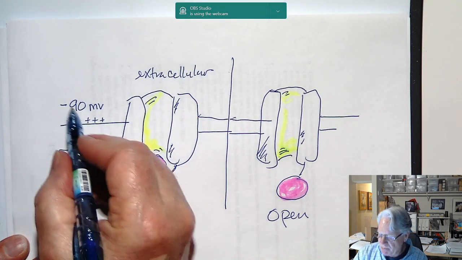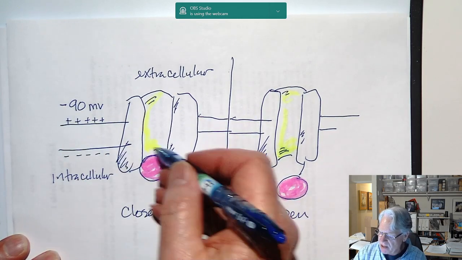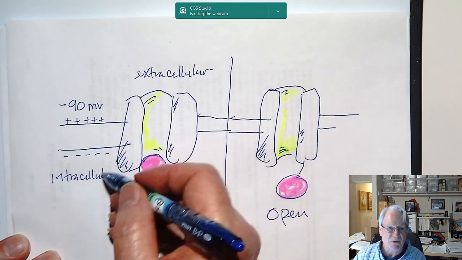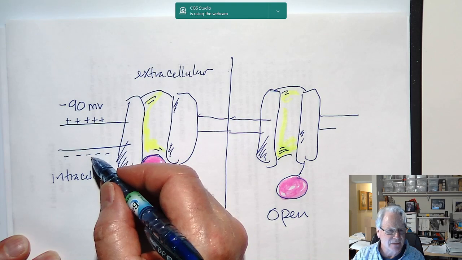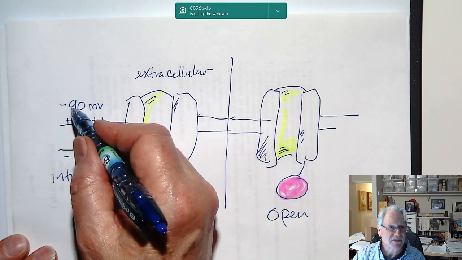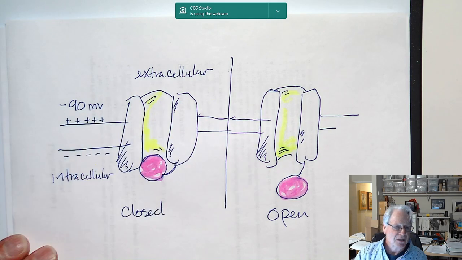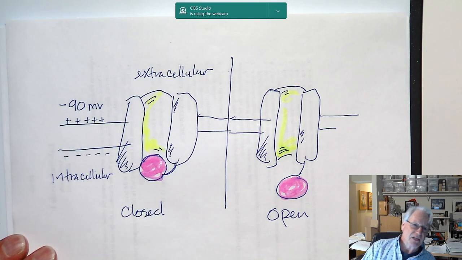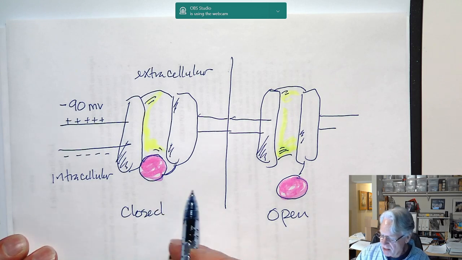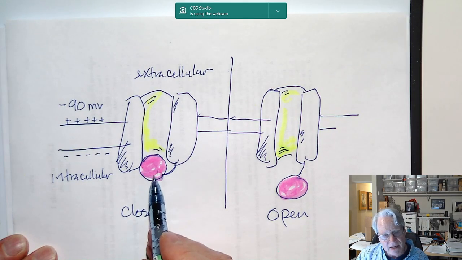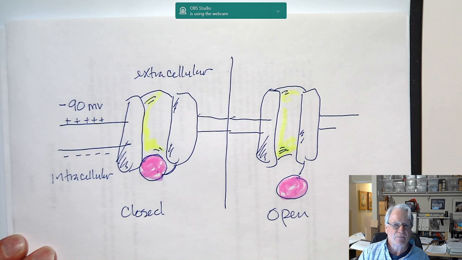We attach the minus sign because we're always using the inside of the cell as our frame of reference. Since that's a negative condition, we attach the negative sign to the difference in voltage. So a difference of 90 millivolts across the membrane, and in that condition, that gated ion channel is in the closed condition.